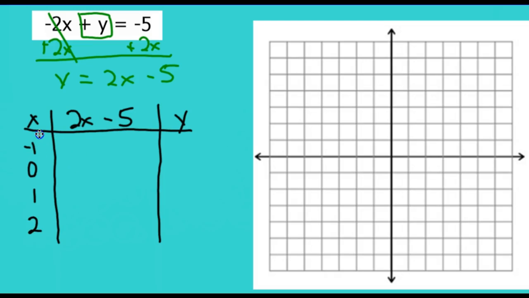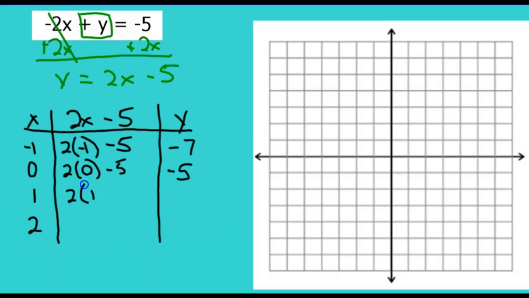So what I'm going to do is put these numbers in for my x. So I have 2 times negative 1 minus 5 is going to give me y. 2 times negative 1 gives me a negative 2. Minus 5 gives me negative 7. So that's my y. Now 2 times 0 minus 5. 2 times 0 is 0. Minus 5 is negative 5.